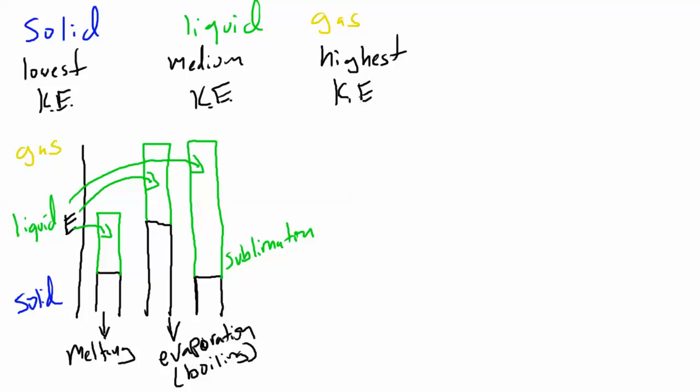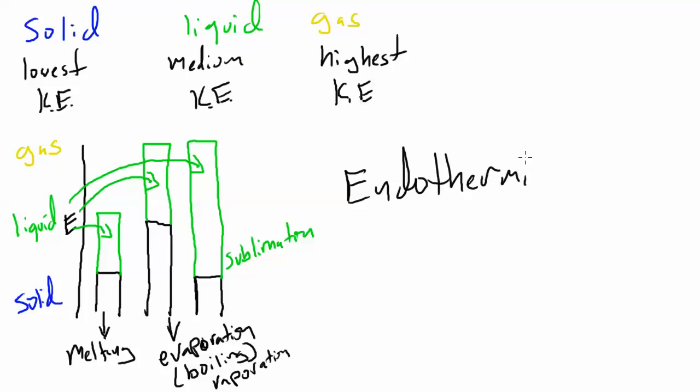And all three of these, melting, evaporation, or boiling. Some people even call it vaporation. Melting, evaporation, sublimation, all three of those are endothermic. Energy is going in. Endothermic.